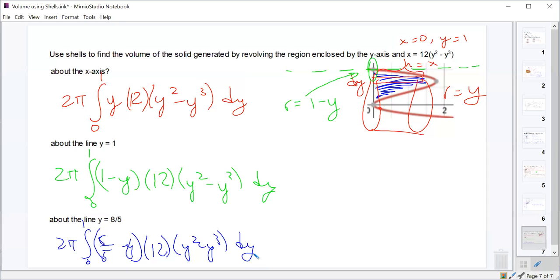Yeah, that's the concept of shells. That makes sense, everybody? Do they have any issues with shells? Questions on shells? I will post an assignment that is all shells, just so you can practice it.